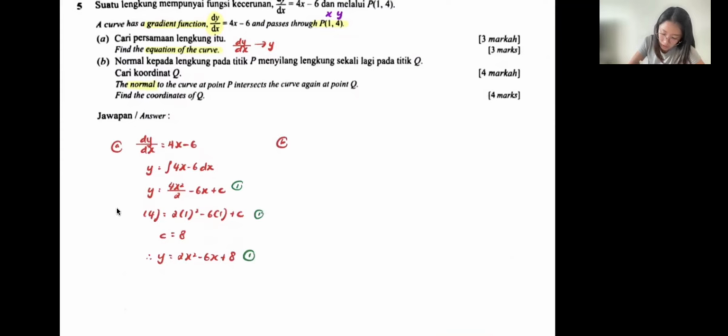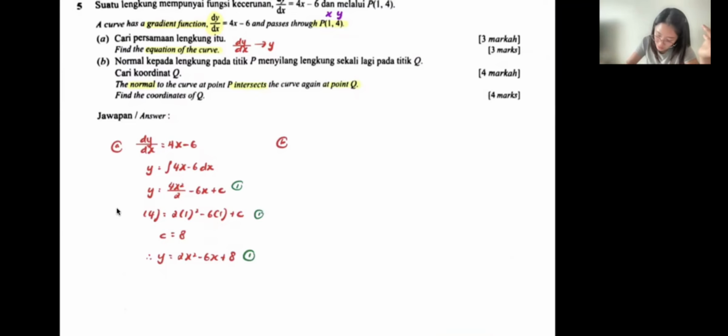Now, keyword here is normal. At point P, intersects the curve again at point Q. Intersect is another keyword, meaning you have to do simultaneous equation later. Find the coordinates of point Q. Okay, so over here, we need to get the equation of normal first.